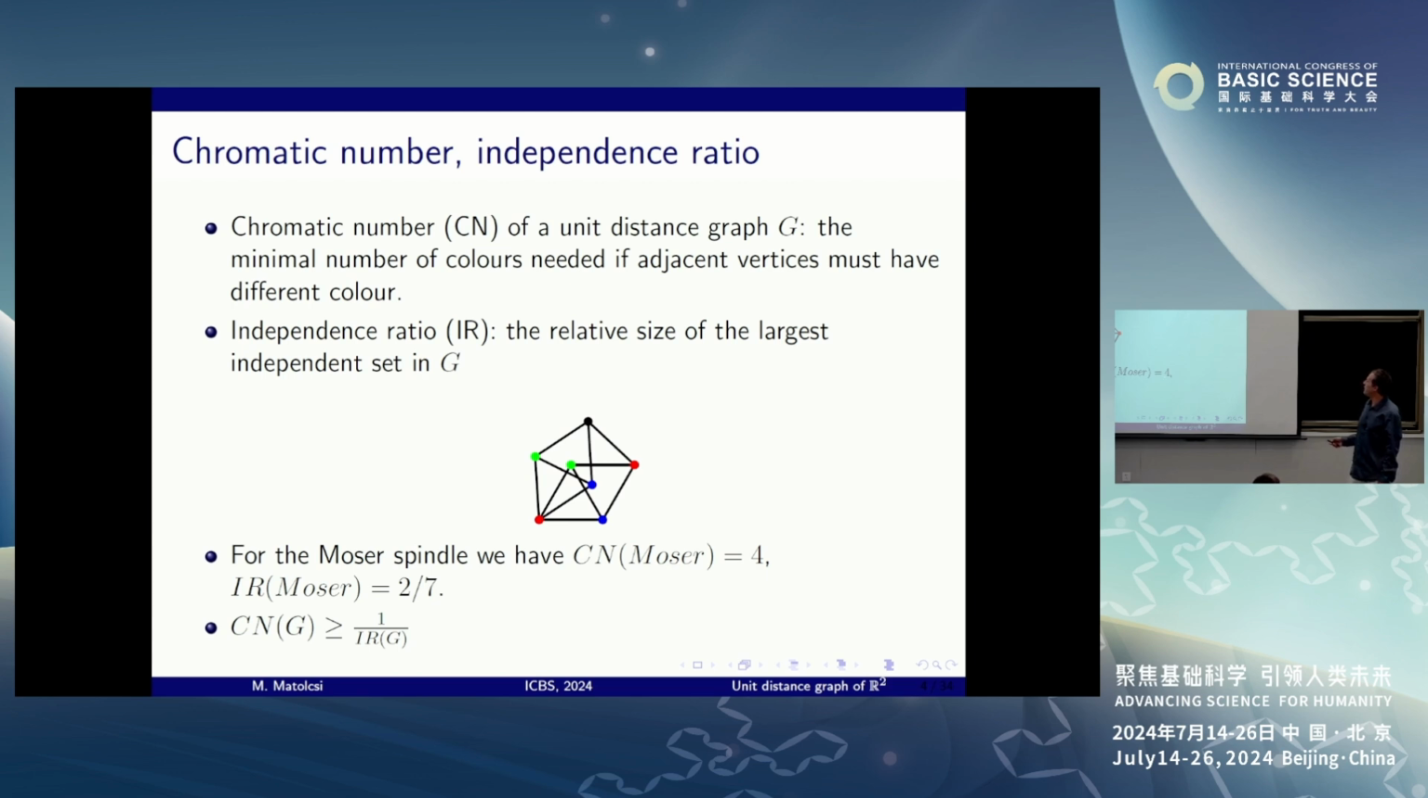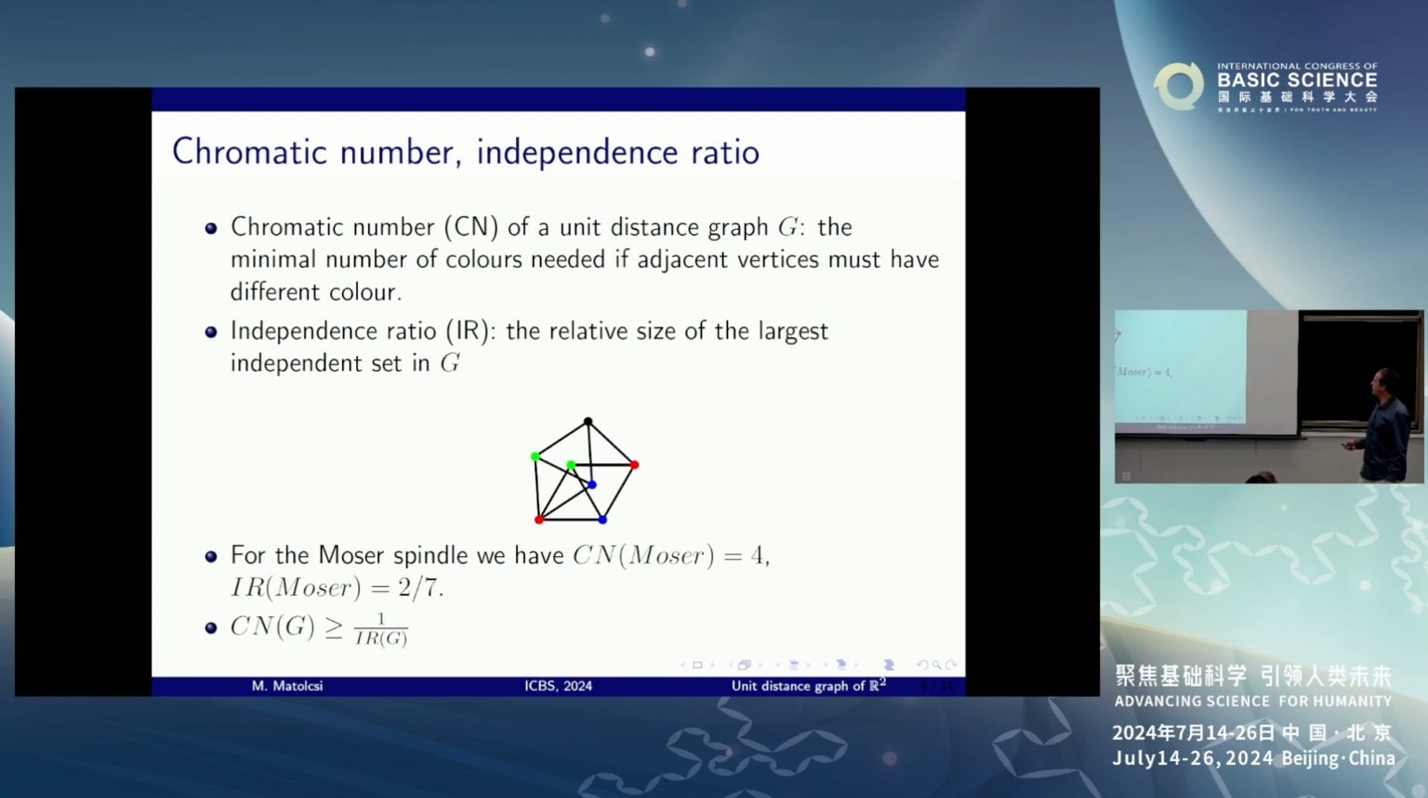What about the independence ratio, IR? Well, that's the relative size of the largest independent set in G. So what is an independent set? An independent set is a few points in your graph so that there are no edges whatsoever in between them. So for example, in the Moser spindle, these 2 red dots are an independent set. There is no edge in between them.